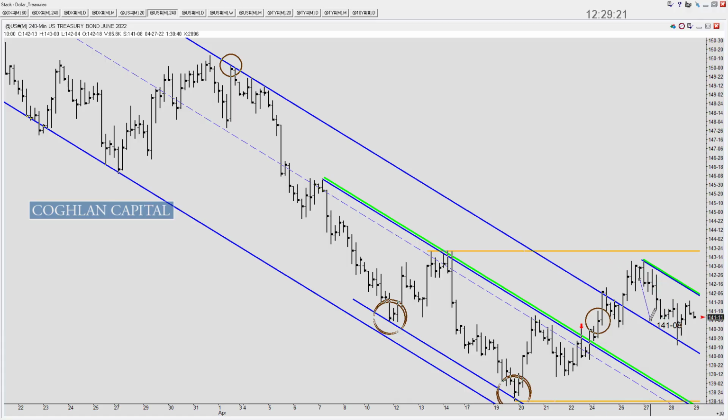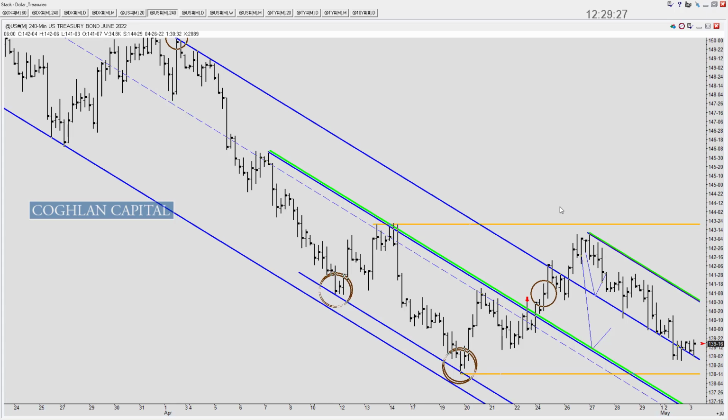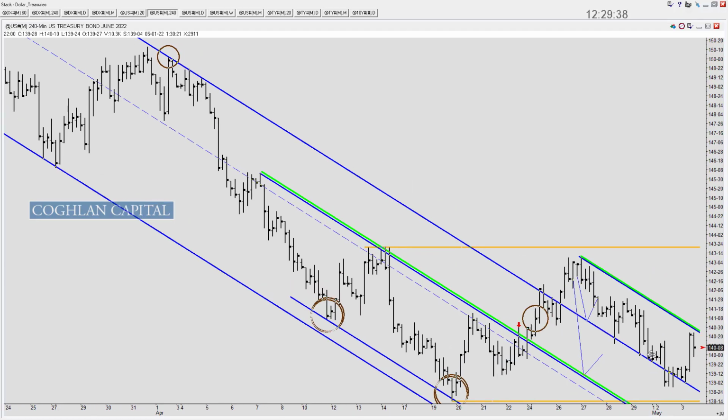I'm looking for support in this area here. Those are the 2 places I'd look for support in treasuries. And you can see we get support, we bounce from it. Bit of a flush. I don't mind a flush. Flushes don't particularly bother me. That's just a bit of a flush.